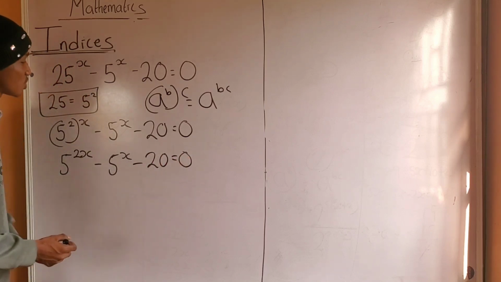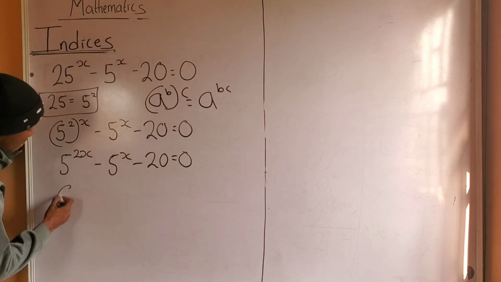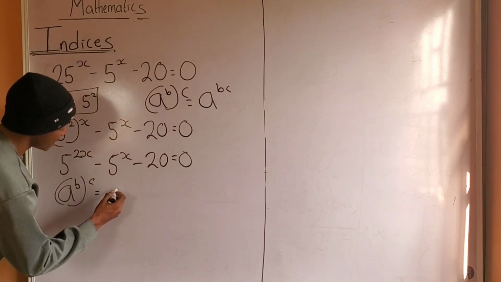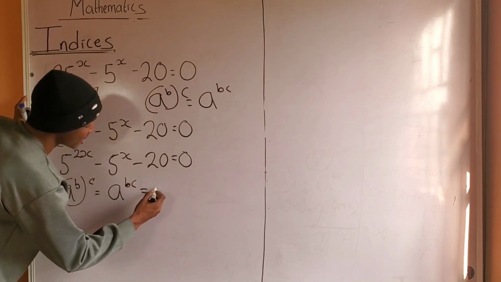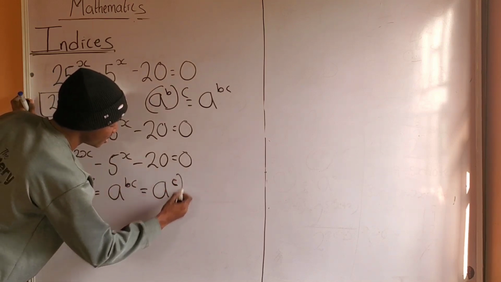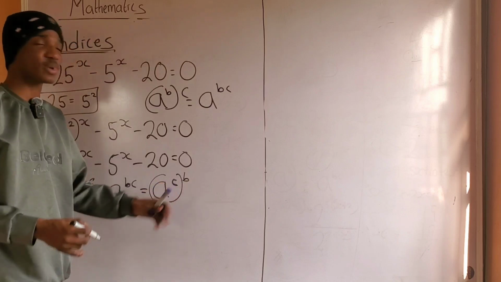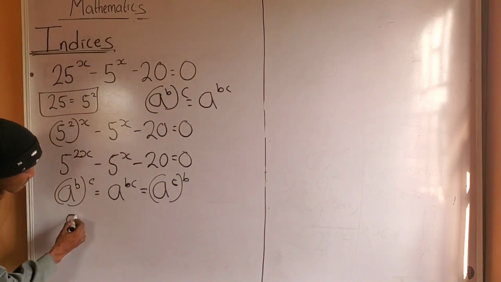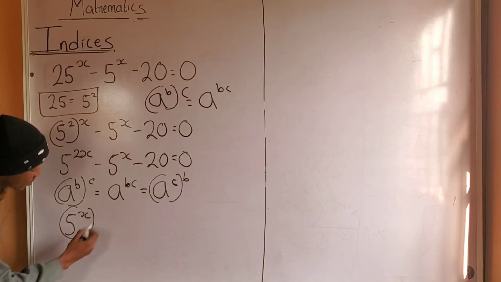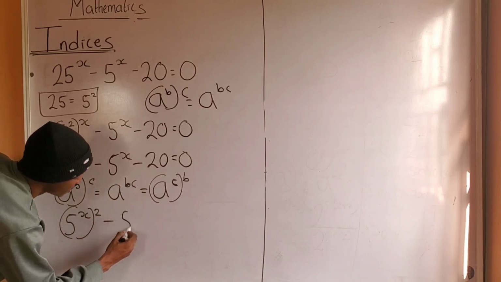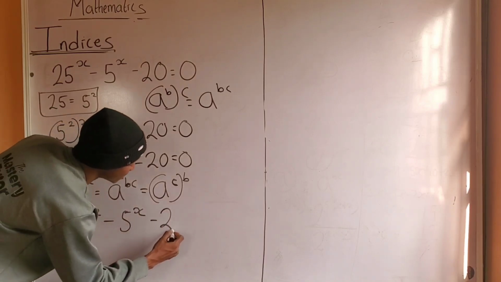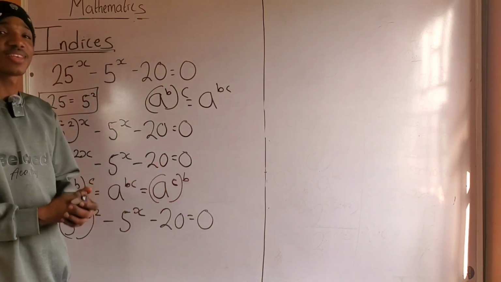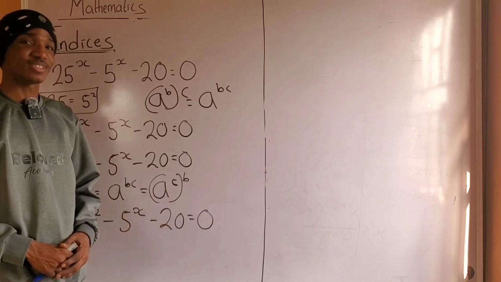There is a law of indices also that says a raised to the power of b, raised to the power of c, can be written as a raised to the power of bc. It can also be written as a raised to the power of c, raised to the power of b. So that means I can take this x as the power of 5. So I'm going to have 5 raised to the power of x, raised to the power of 2, minus 5 raised to the power of x minus 20 equals 0. You see? The law of indices. Okay?